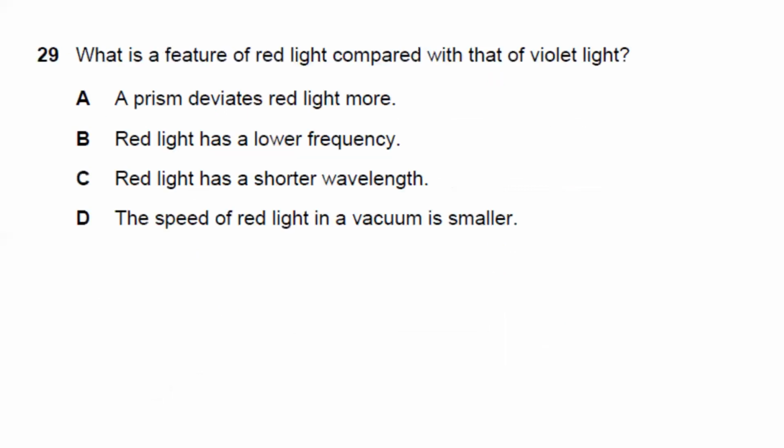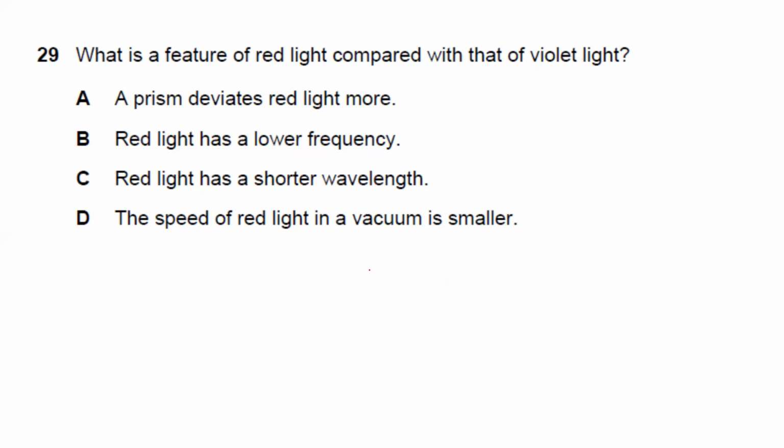Next question, question 29. It says, what is the feature of red light compared with that of violet light? Prism deviates red light more. Okay, so a prism deviates both red light and violet light. Red light has lower frequency, red light has shorter wavelength, speed of red light in vacuum is smaller.